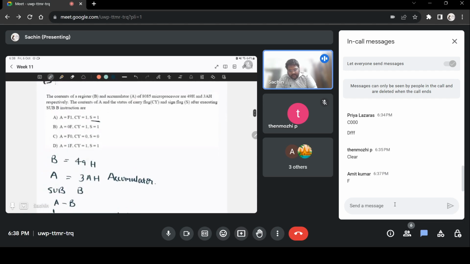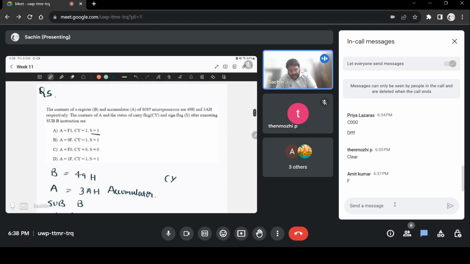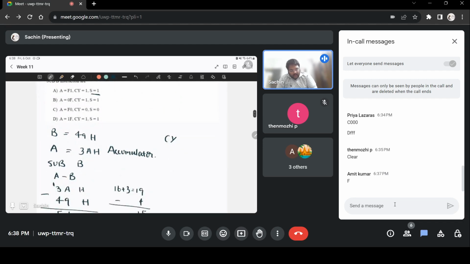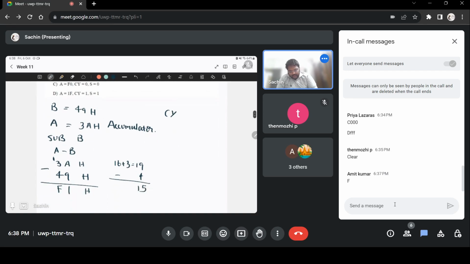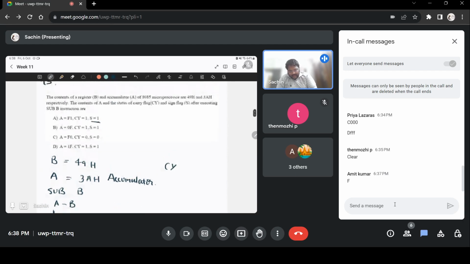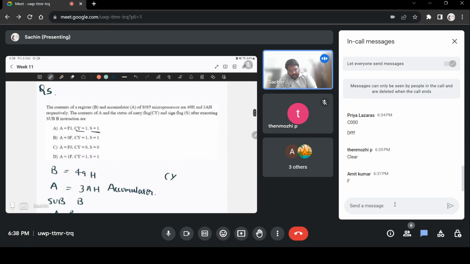Also the carry bit, this carry flag CY, is set to 1 if there is a carry in an add operation, or if there's a borrow in a subtraction operation. So here we have subtracted and we borrowed 1, right? So this carry bit is set to 1. CY is 1. Okay. All right.